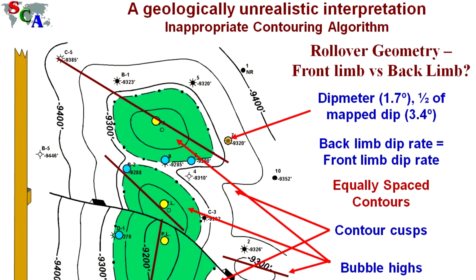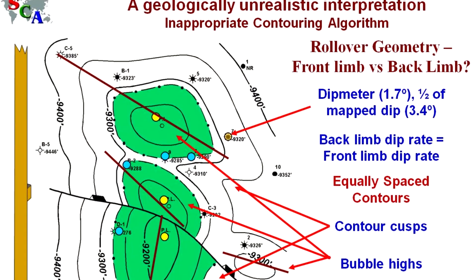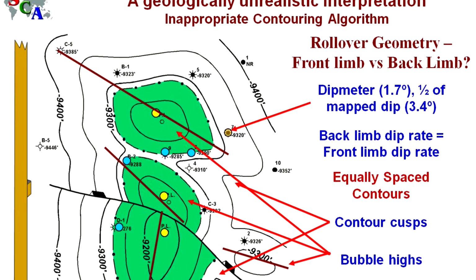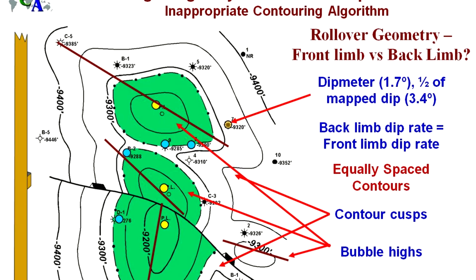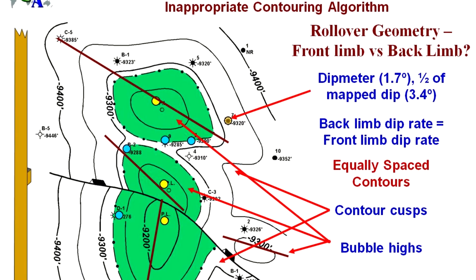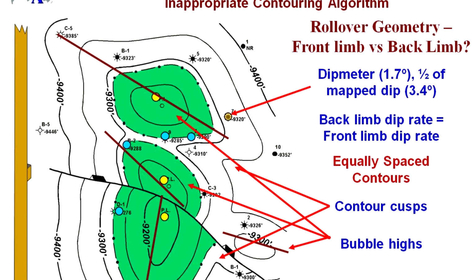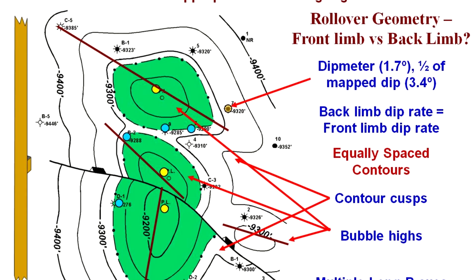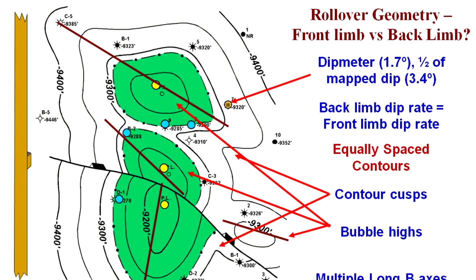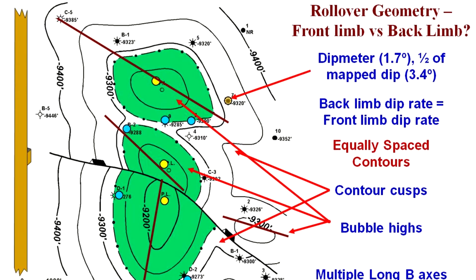If we look more closely at the map, we can see that both the front limb and the back limb have the same dip rate. So it has been contoured using an equal space contouring algorithm. If we look at the dip in the area where we have the dip meter, we notice that it's mapped as 3.4 degrees of dip when it should have 1.7 degrees.